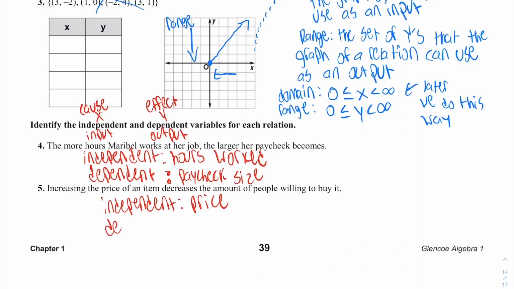And the dependent is number of customers. Well, the people who are going to buy your stuff. And there we go.